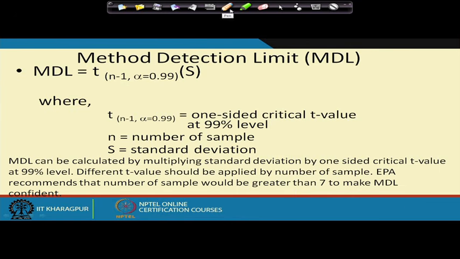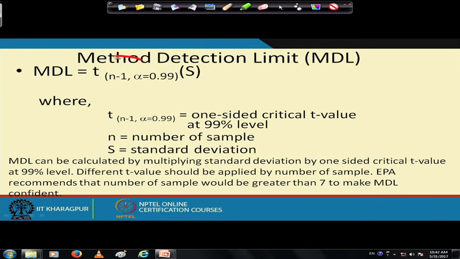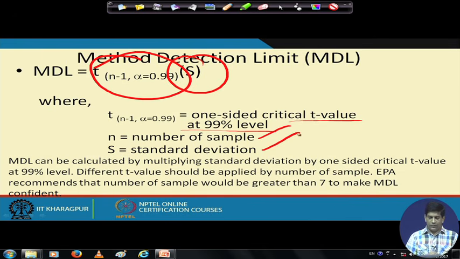Let's go back here. So your T is your T table, and S is the standard deviation. Now what is this T? How we got the T and the S, we'll talk about that in a minute. T is your one-sided critical T value at 99% level, n is the number of samples, and S is the standard deviation. So we multiply the standard deviation by the one-sided critical T number. A different T value should be applied based on the number of samples.